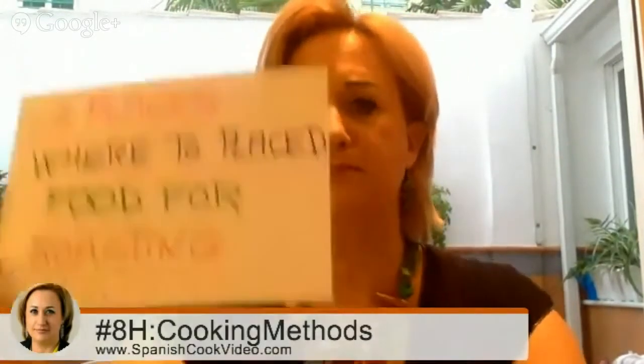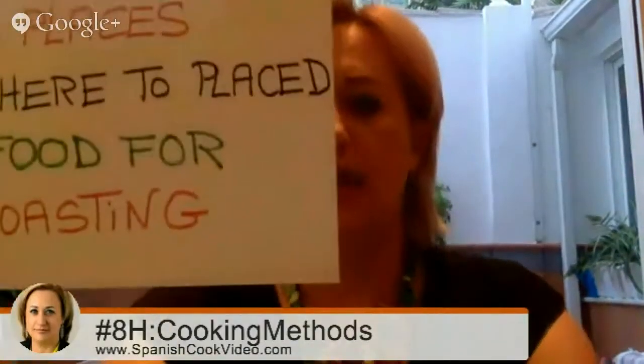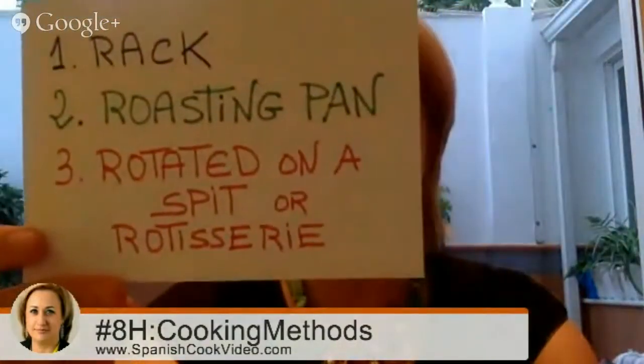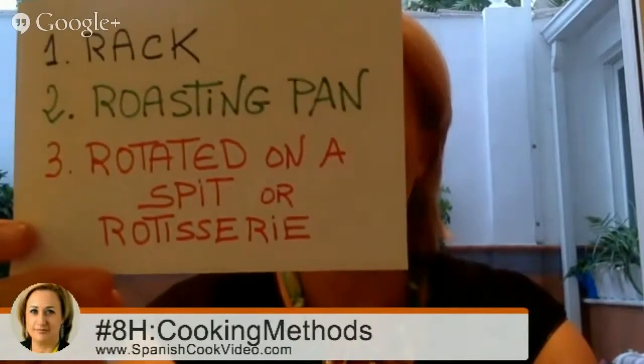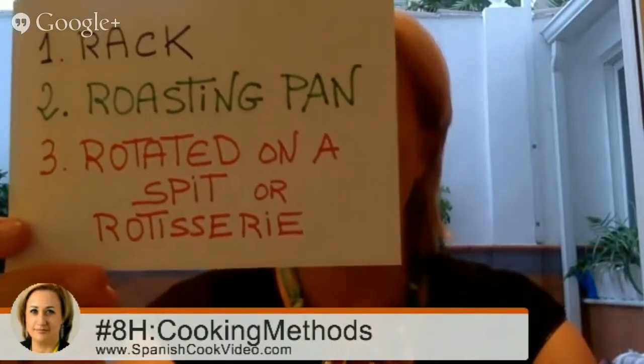There are 3 places where roasting food should be placed. One is on a rack, the second one is in a roasting pan, and the third is rotated on a spit or on a rotisserie. There are also 3 plans for roasting meat.